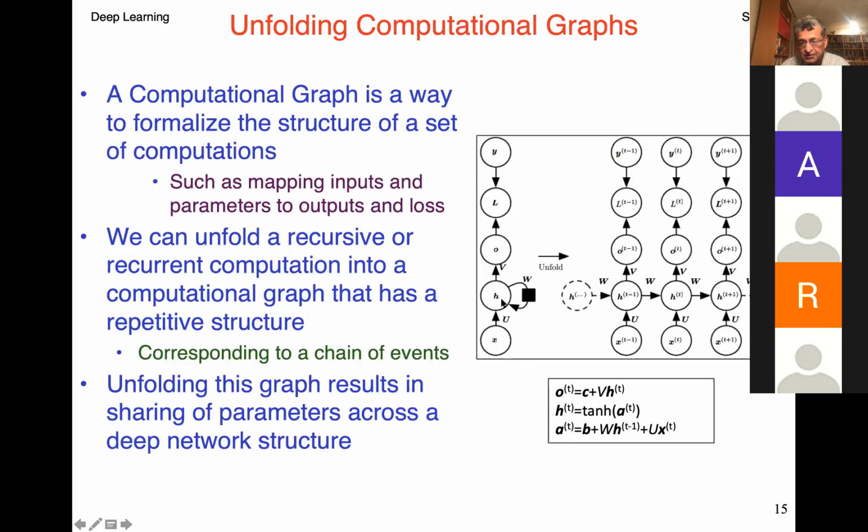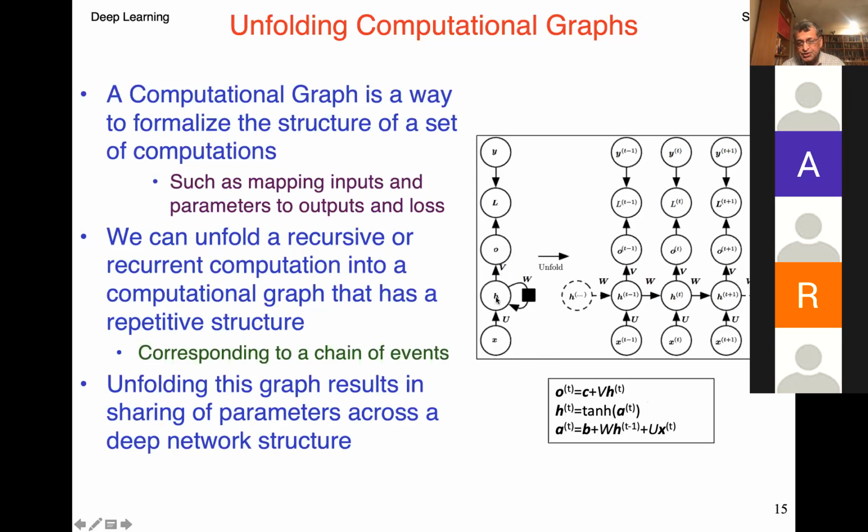So it's taking into account the state, and U X(t), that is the input. And so A is a linear function of W H and U X. Then we make it nonlinear by applying a tanh function to that A, and that is the value of H(t). It is this nonlinearity that's so powerful in computing any function we want.